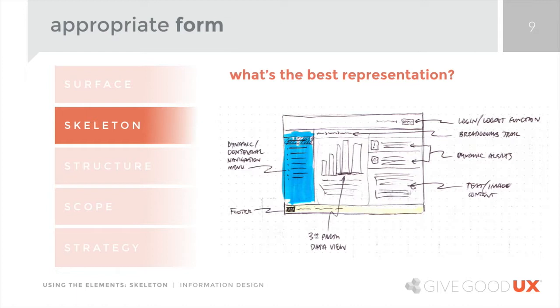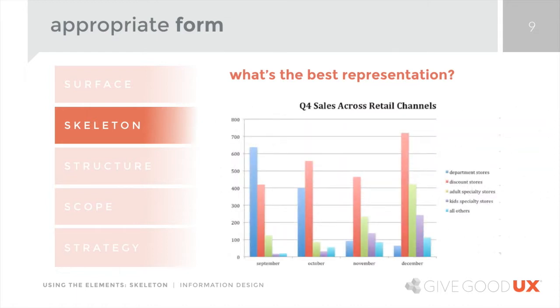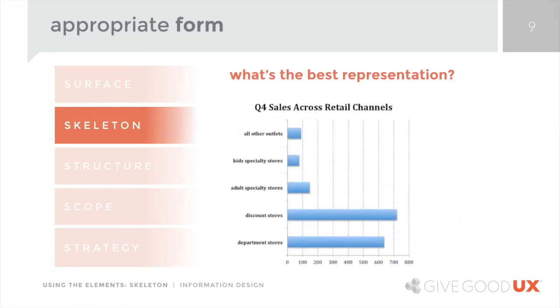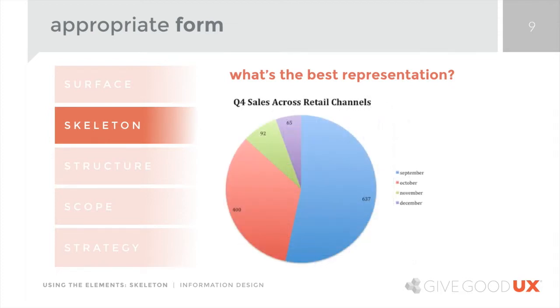So if we're talking about fourth quarter sales across multiple retail channels, in this case, department stores, discount stores, specialty stores, and other types, what's the best way to display this information where it's going to be the most obvious, the easiest to digest, and the easiest to comprehend and understand? Is it a bar chart that looks like this? Is it a line plot that looks like this? Or is it a bar chart on the side? Is this easier to understand? Or does a pie chart allow us to get a quicker handle on what our overall sales were per channel.